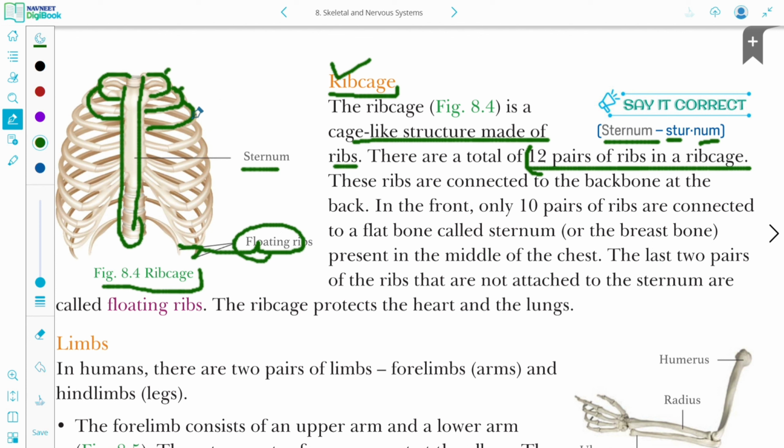1 2 3 4 5 6 7 8 9 10 11 and 12. So all the 12 pairs of ribs form a rib cage. These ribs are connected to the backbone. और ये ribs किससे connected होती हैं? Backbone से at the back. ठीक है, पीछे बैकबोन से कनेक्टेड होती हैं.